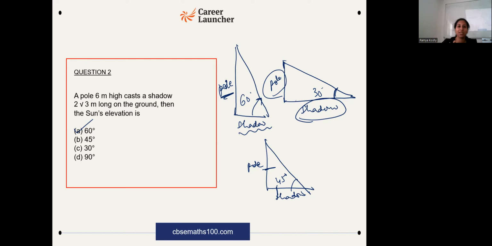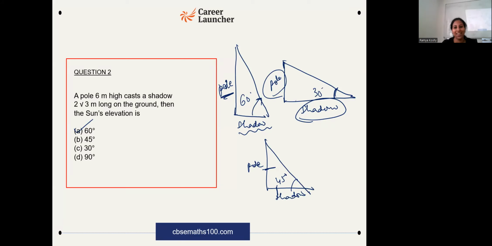Pole is bigger than shadow, 60. Pole is smaller than shadow, 30. Pole is equal to shadow, 45. 2 root 3 is what? 2 into 1.7 something. That is smaller than 6. Root 3 value is 1.73. Right? So the pole is bigger than the shadow.